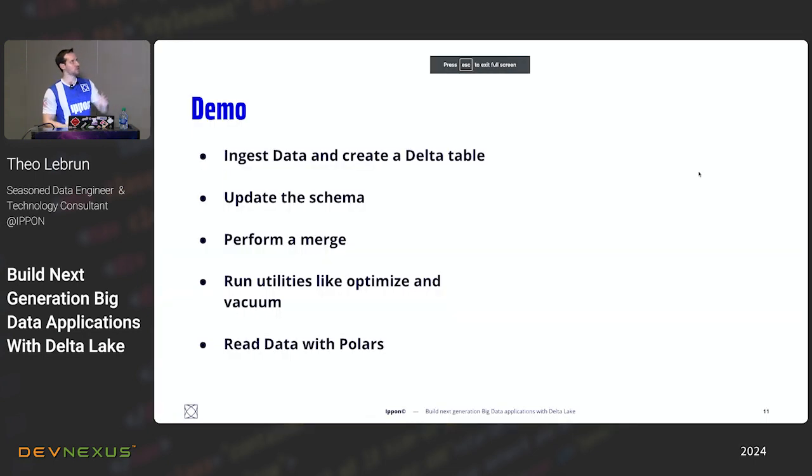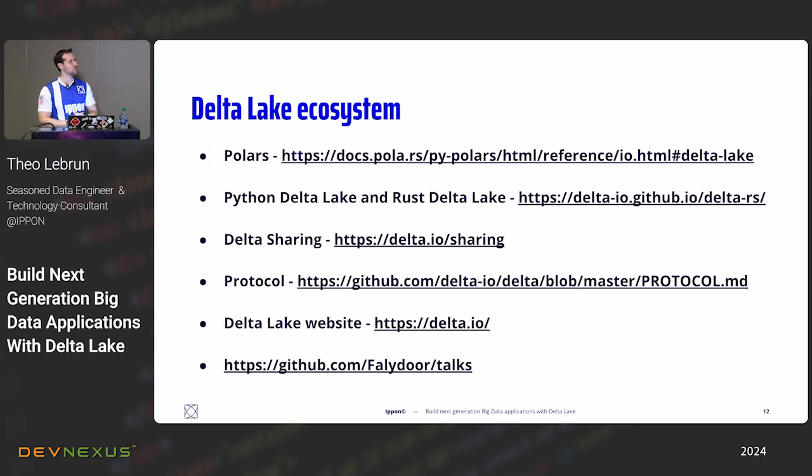So again, we showcase how you can ingest data, create a Delta table and everything. Then you can update the schema, perform a merge, and then run commands like optimize and vacuum. Now, before I finish, I just want to talk a bit about the Delta Lake ecosystem.